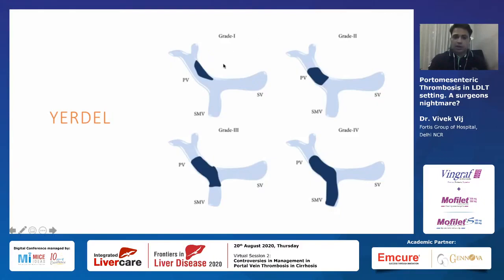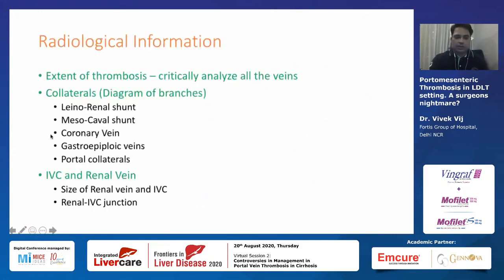Now, in short, grade 1 and grade 2 are limited to the portal vein. They don't involve the superior mesenteric vein. Grade 3 involves the proximal SMV and grade 4 involves the distal SMV. Although there is no mention of the splenic vein here, sometimes the splenic vein is also involved in these cases.